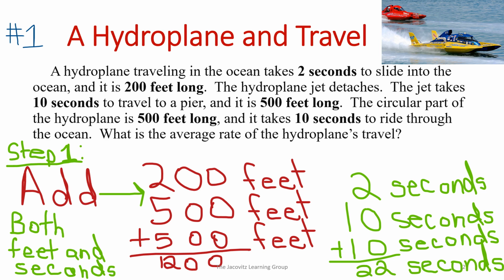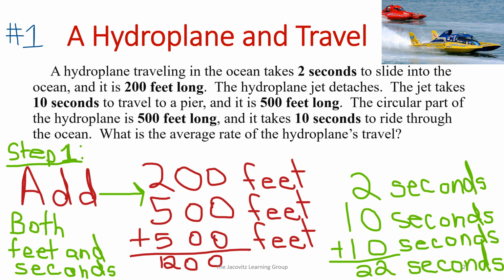So let's read here. It says a hydroplane traveling in an ocean takes 2 seconds to slide into the ocean and it's 200 feet long. The hydroplane jet detaches. The jet takes 10 seconds to travel to a pier and that's 500 feet long. The circular part of the hydroplane is 500 feet and it takes 10 seconds to ride through the ocean. What is the average rate of the hydroplane's travel?